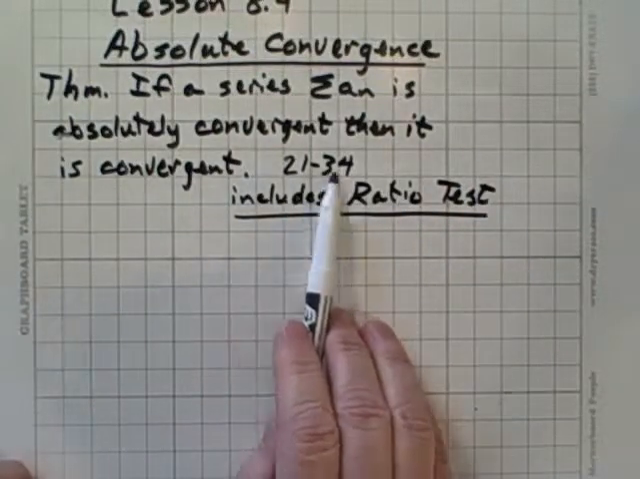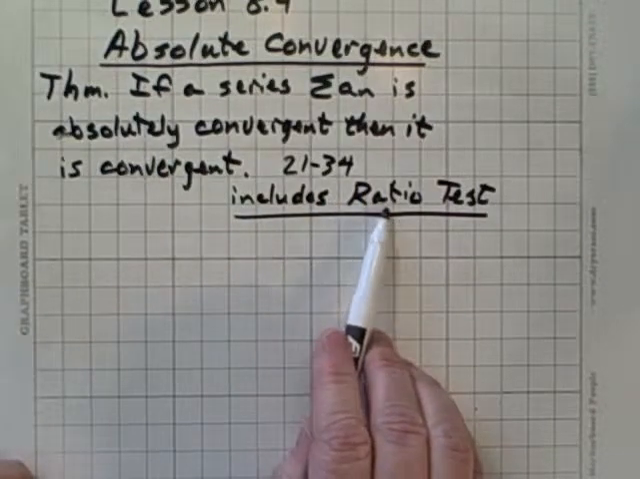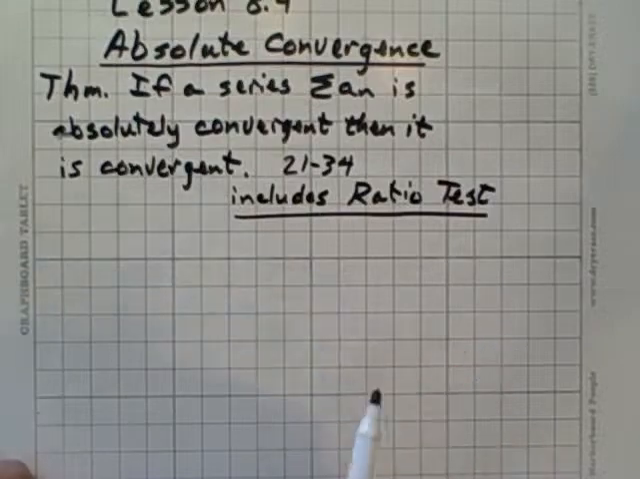So in homework 21 to 34, it says absolute convergence. It includes doing the ratio test, which we'll show you in a little bit.